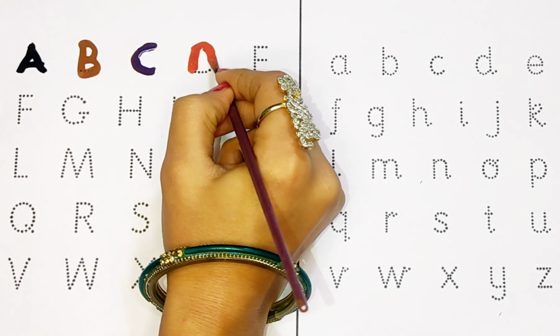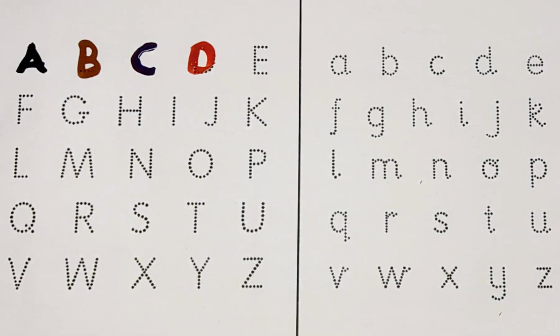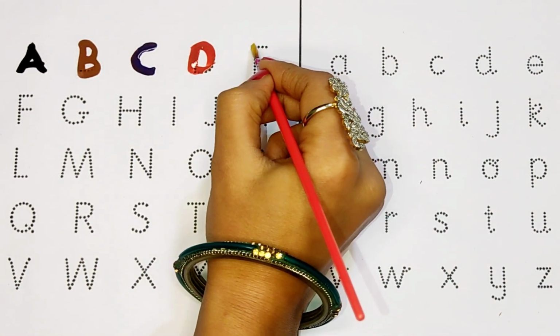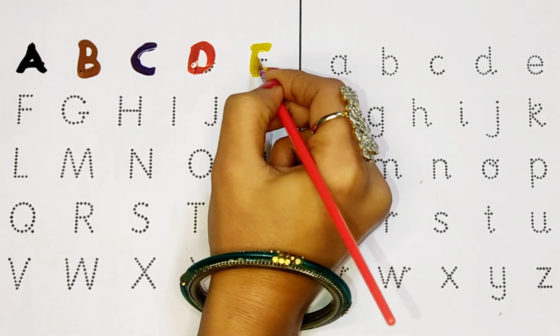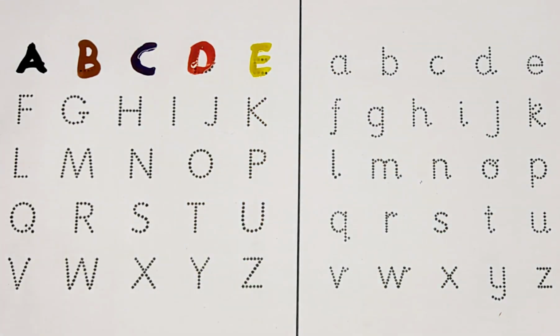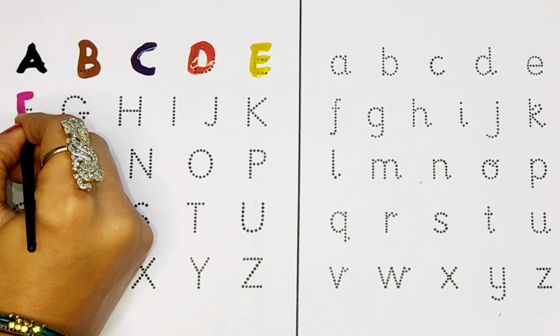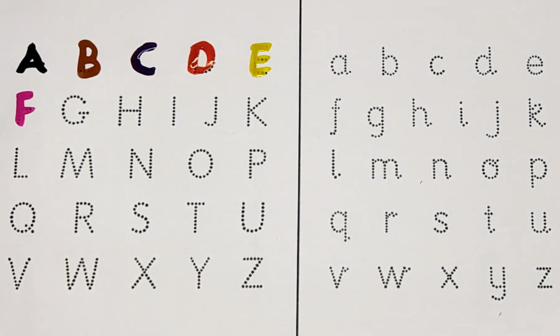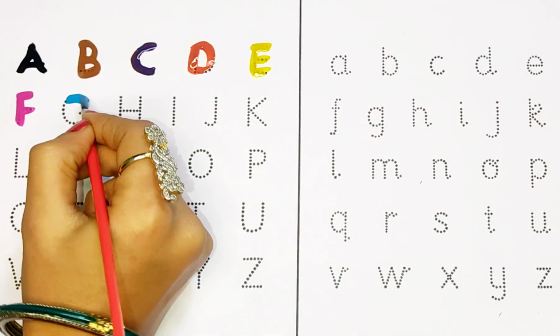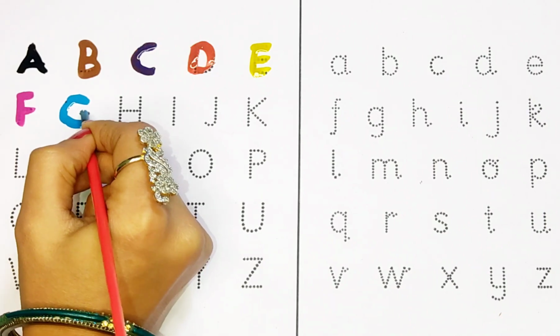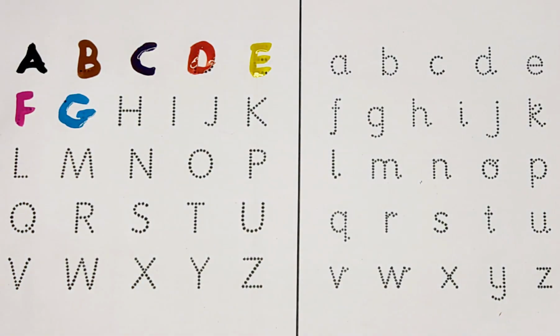D. D for dog. D for doctor. E. E for egg. E for elephant. F. F for frog. F for fish. G. G for girl. G for goat.